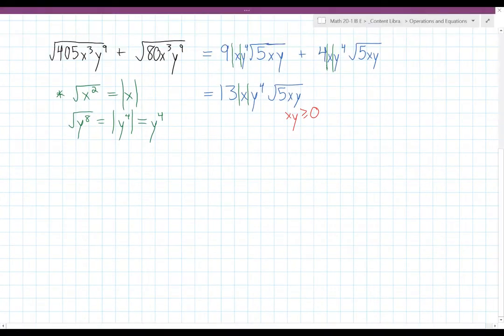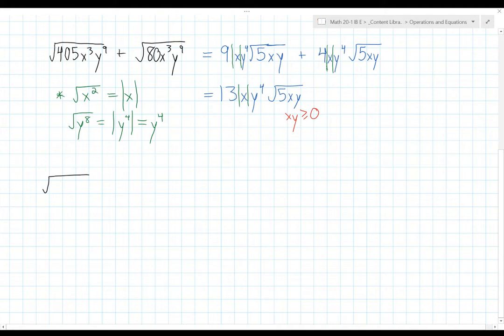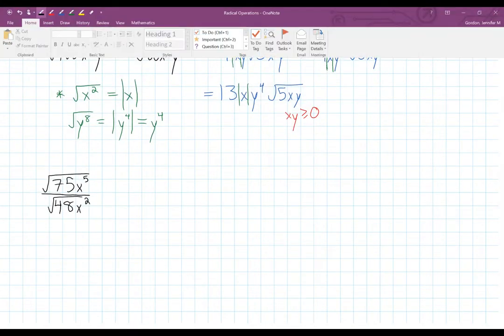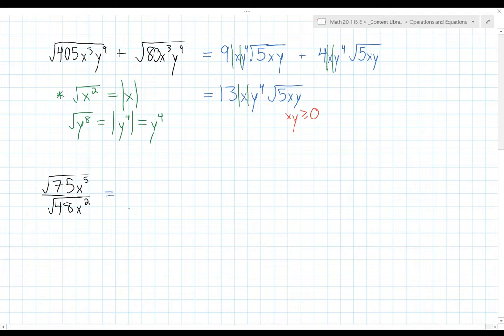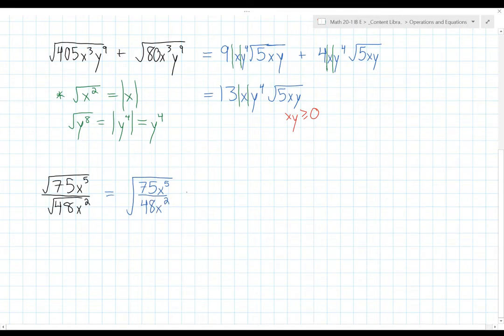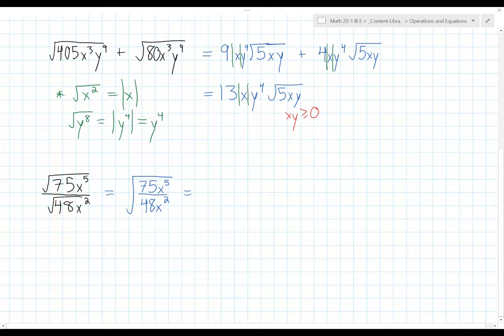And so if I have something like the square root of 75x to the power of 5 over the square root of 48x squared, I can simplify each of these radicals individually, but in this case, it's actually easier just to treat it as one square root and simplify the fraction first. So I'm going to simplify the fraction first because then I'm dealing with smaller numbers. In either case, I do deal with the factorization. But now because I know I have a fraction, I'm looking for common factors.